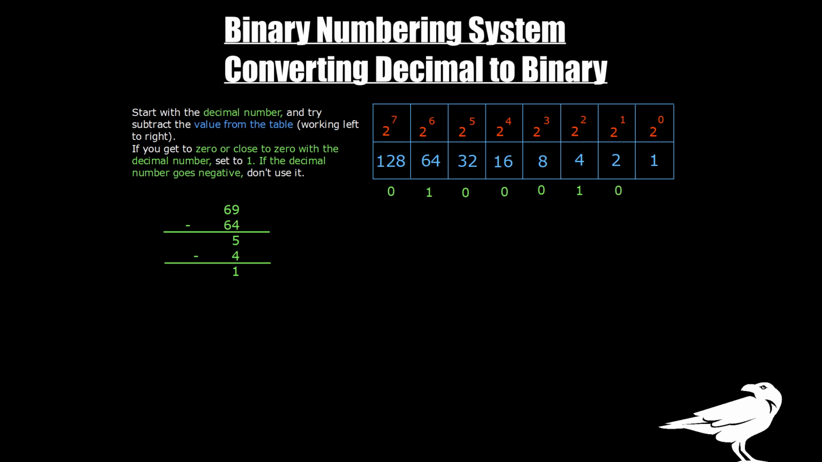And then let's try the last one. 1 minus 1 gives me 0, which is what I was after. Voila. I've now got the binary value for 69.